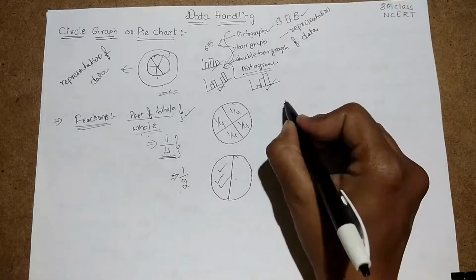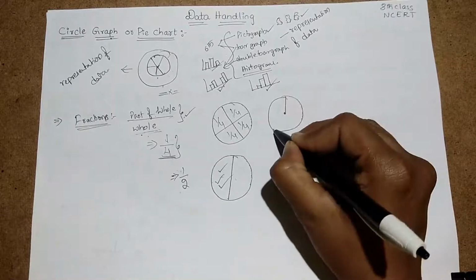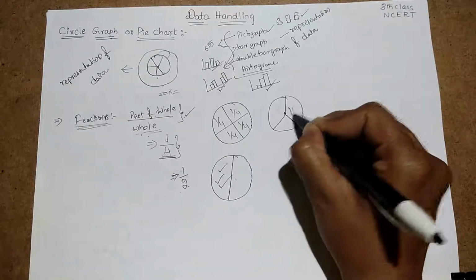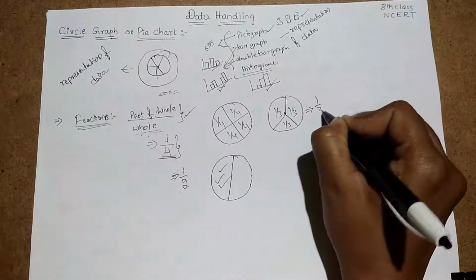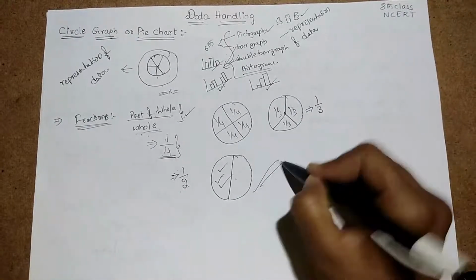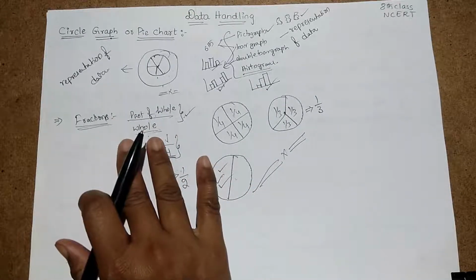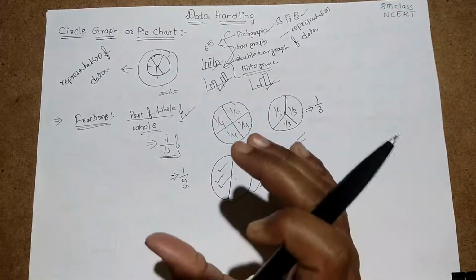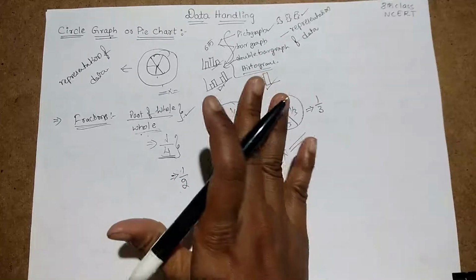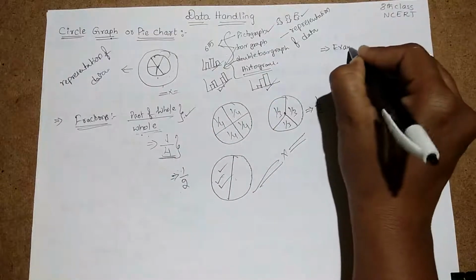Next, if you take 3 equal parts, so 1/3, 1/3, 1/3. This is also a representation of 1/3. So these we know through fractions. But using fractions, we have to convert this into a different way of representing a pie chart. For example, this is an example only.